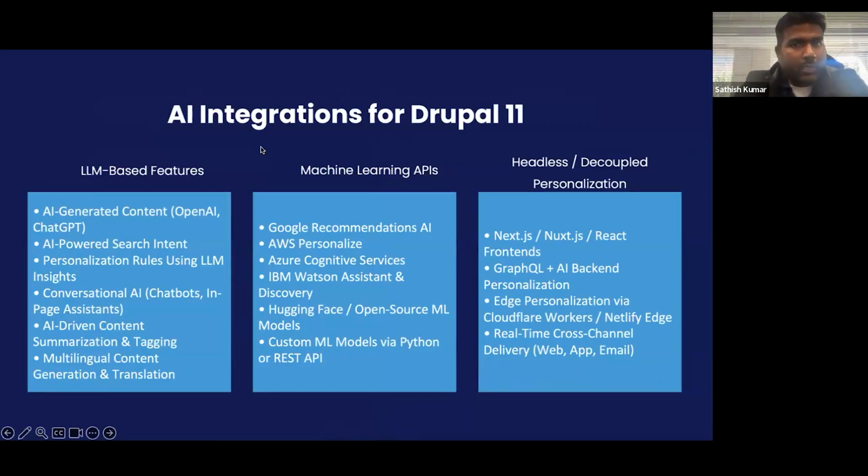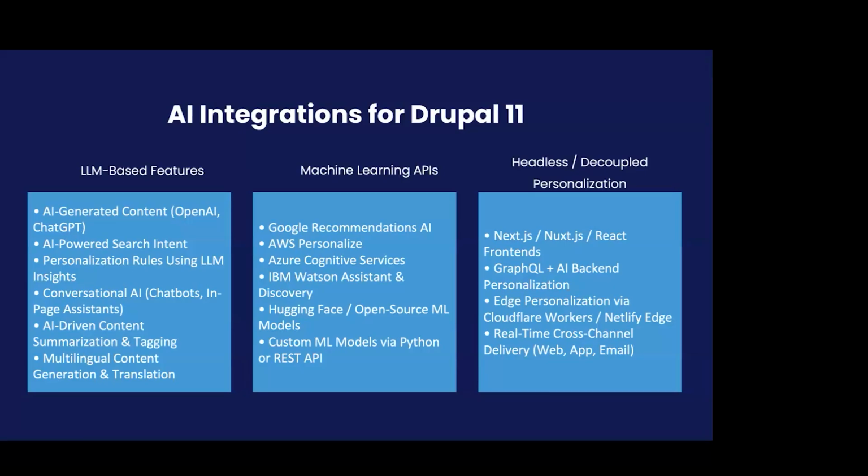Now, on AI integrations for Drupal, the first one is definitely LLM based features. AI, like OpenAI, can be integrated with your Drupal site pretty easily. Even the backend content tools can be integrated, so that if you're looking to generate content or generate meta titles, those things can be driven by OpenAI. The next one is AI powered search intent. By default, Drupal doesn't have it, but there are tools like Conversion Box or others.